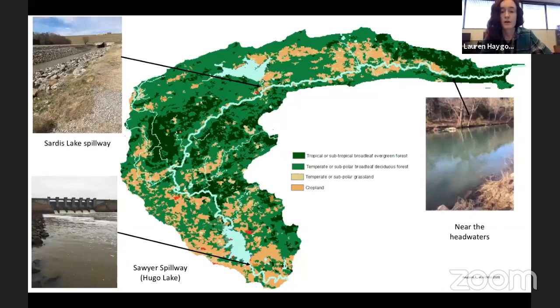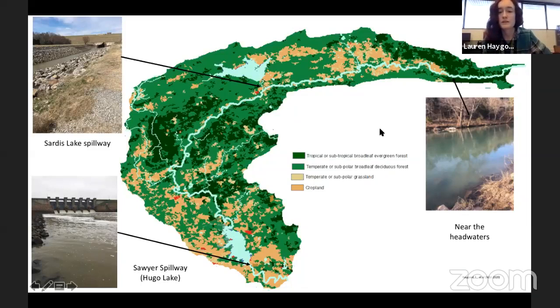And we can look at the land cover or land use of the Kiamichi River Basin. As we can see from this image, it's primarily covered in forest with minor exposures of grassland and cropland. That's really important because forests are really good at trapping metals within your system and keeping them there.